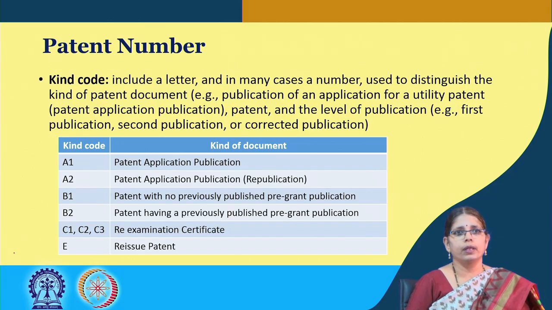For instance, you have A1, which is a case where the patent application is published for the first time. Now, A2 represents a publication which is a republication. Similarly, you have different codes. Often you also have these numbers called D numbers, which are given for designs. So, kind codes also tell us the patent status of a particular document.